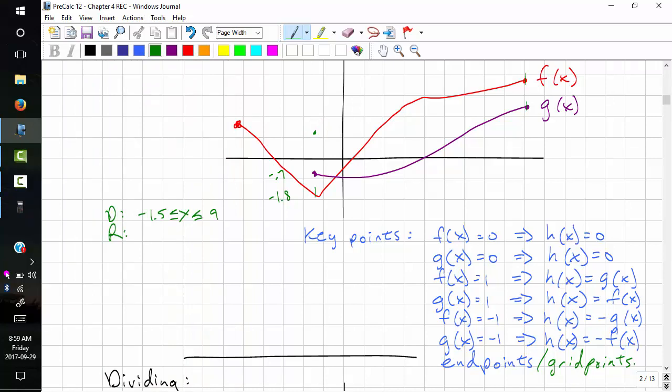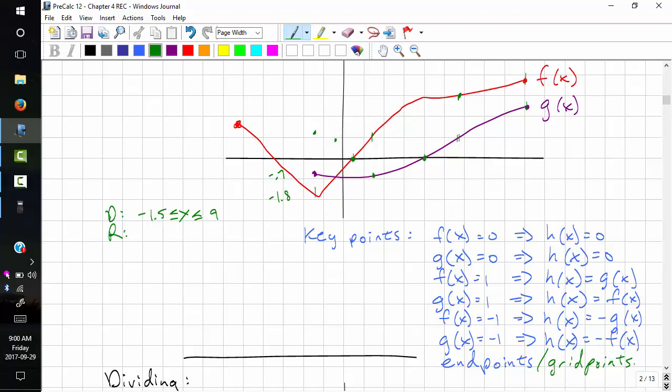Okay, we're looking for zeros. Here's a 0, and it's going to be 0. Here's a 0, and it's going to be 0. Now let's look for ones. We just go through the list. Here's a 1, so it's just going to be g of x. Here's a 1, so it's just going to be f of x. And this one doesn't quite reach -1. Here's a -1, so we take g of x, which is about -0.9, and make it 0.9. And that completes all our key points.